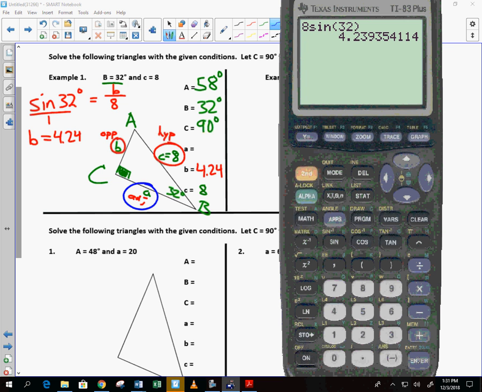I'm now going to find A. A is the adjacent side. Adjacent and hypotenuse. Which trigonometric function do I use? Sine, cosine, or tangent? Cosine. Cosine of 32 is equal to A over 8.